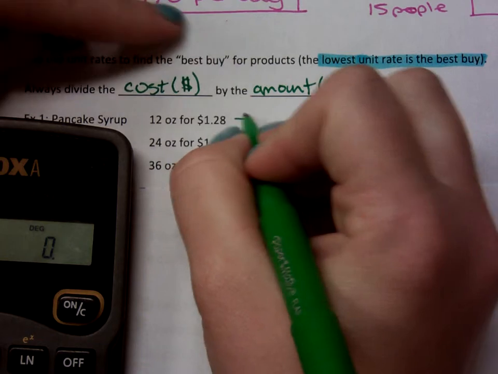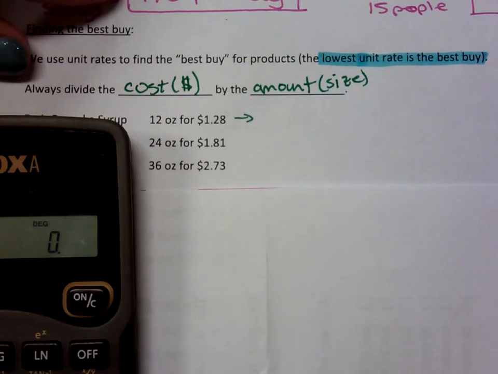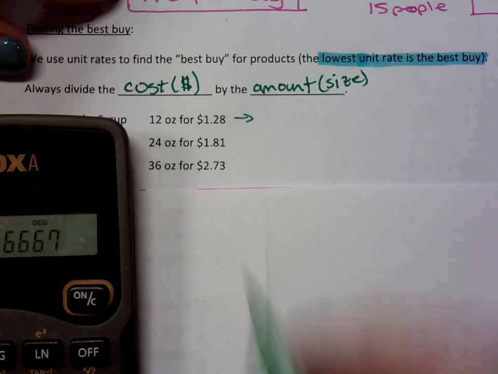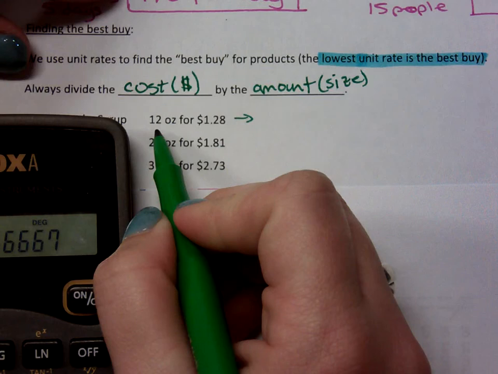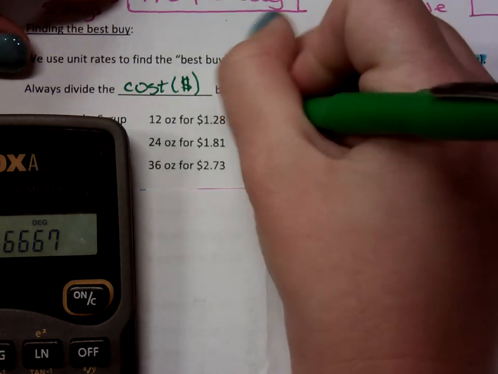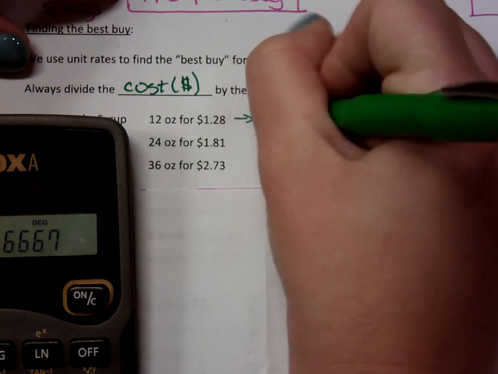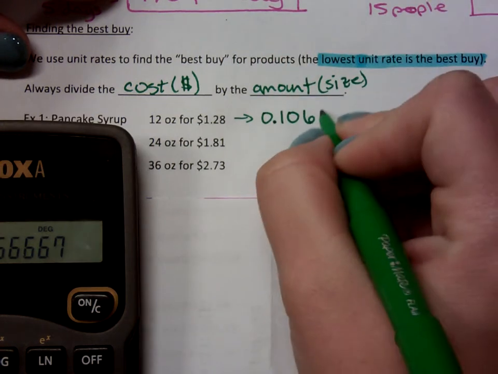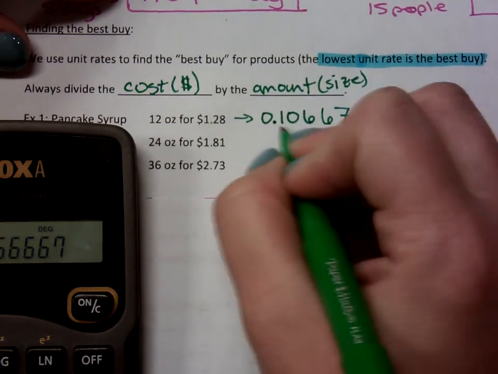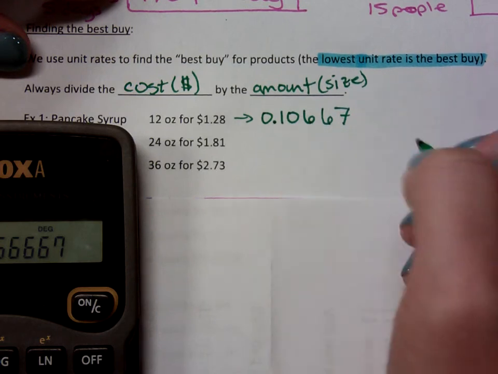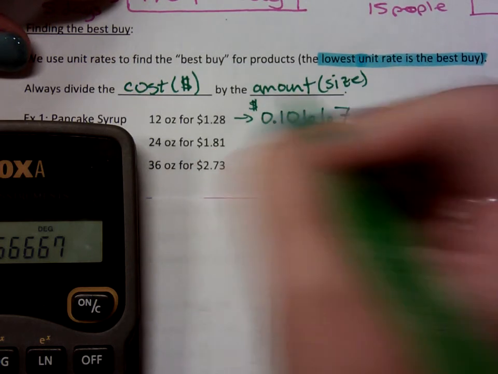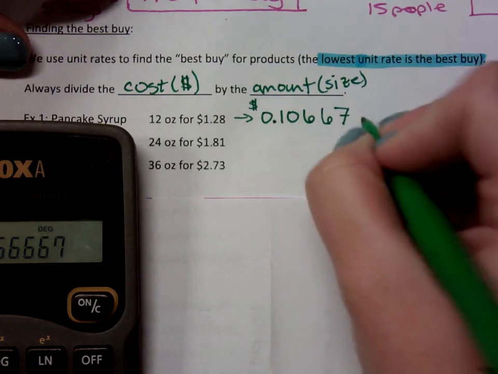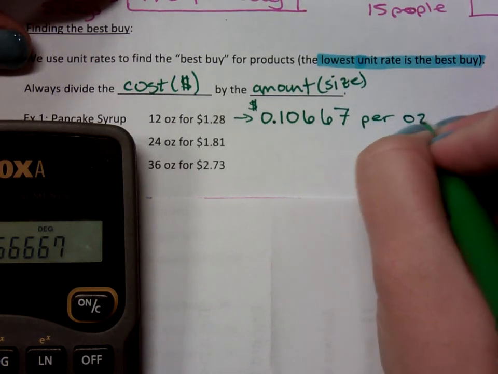So for the first one, we're going to do 128 divided by 12. Again, the money divided by the size. That is 1 point. You don't want to round too much on these. You want a lot of decimals so that you can really compare. So that's like 10 or 11 cents per ounce.